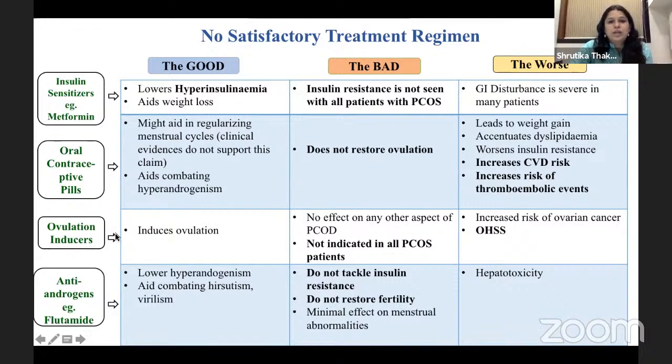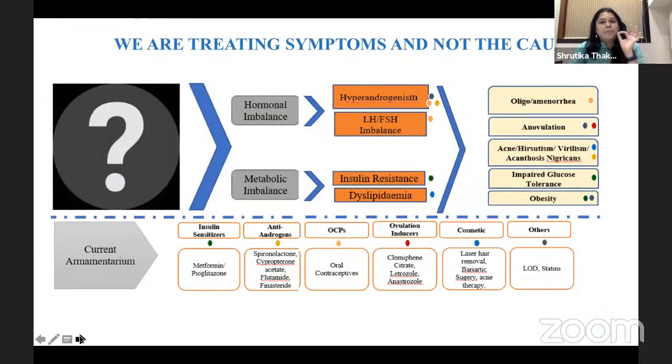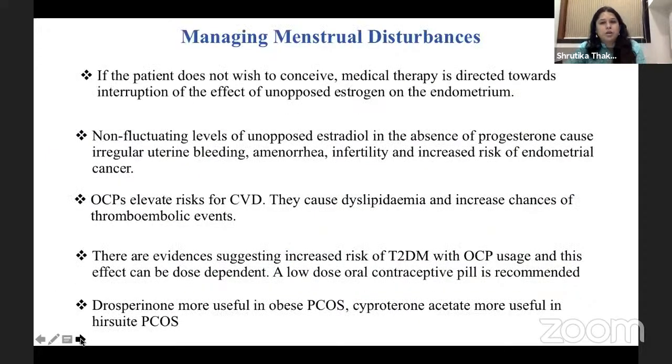Ovulation inducers, we can induce ovulation, it can treat infertility, but it is not going to affect any other aspect of the PCOD like hirsutism and hyperandrogenism. Anti-androgens will tackle hyperandrogenism, but they do not restore fertility. So thereby we really don't have any perfect treatment or perfect modality of treating the symptoms. We really have to identify what is the pressing distressing issue that the person is suffering from, and then individualize our treatment according to them.